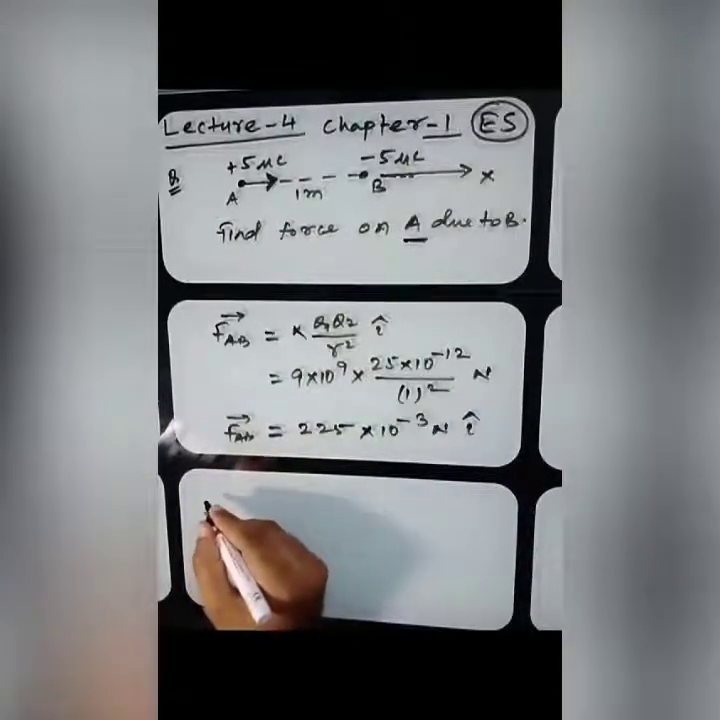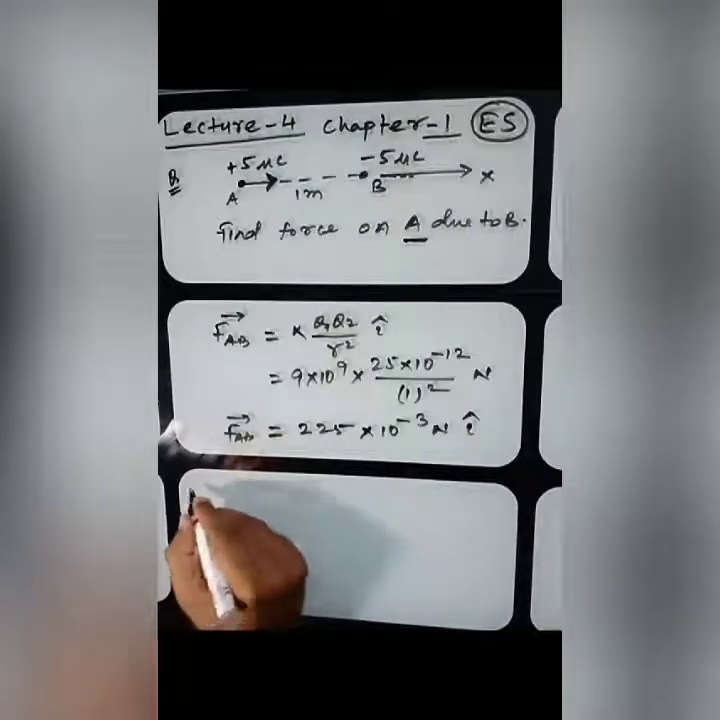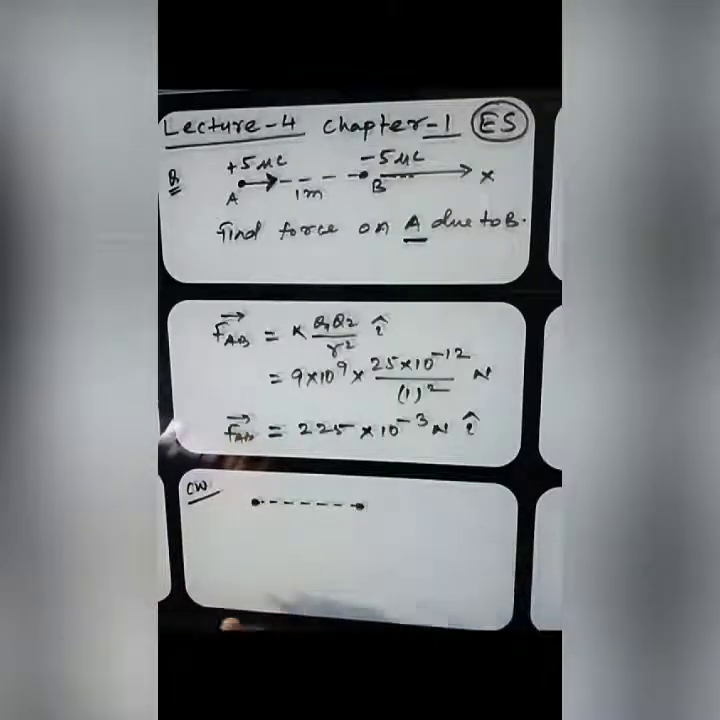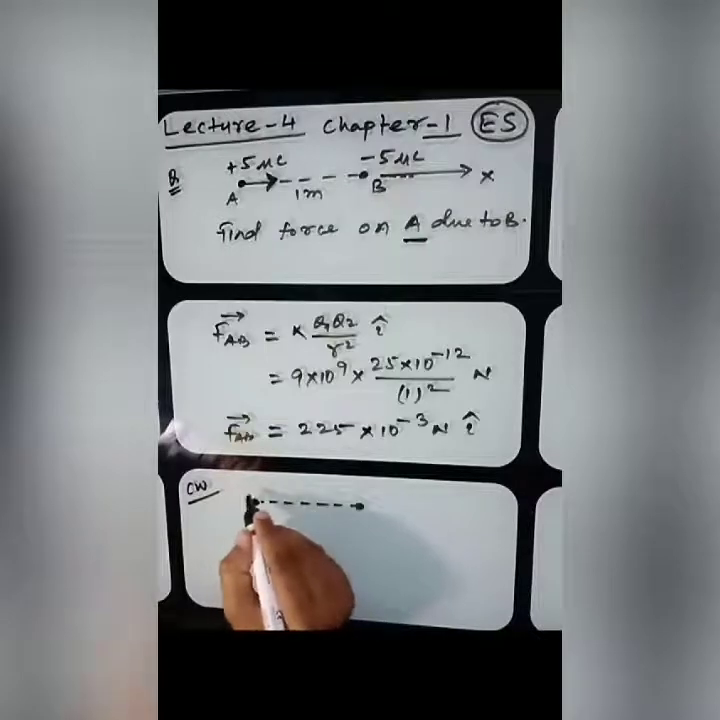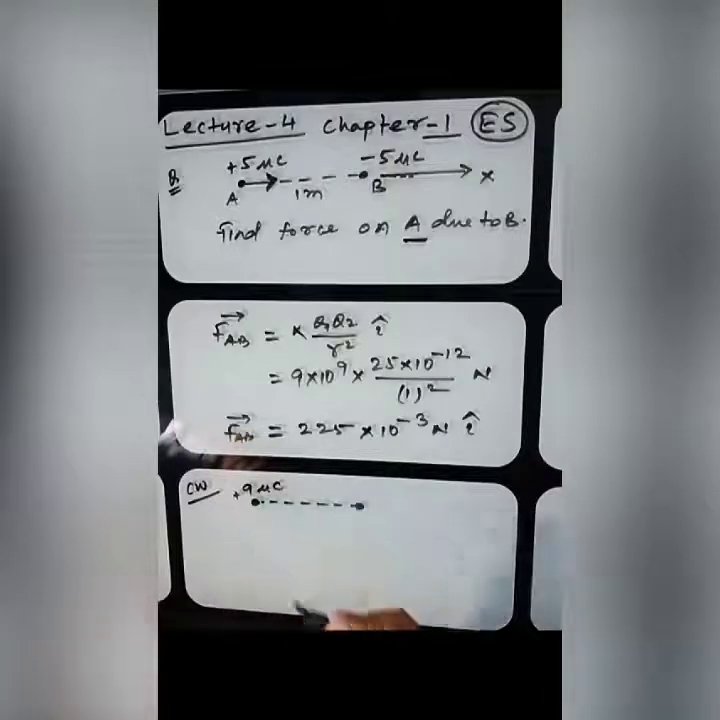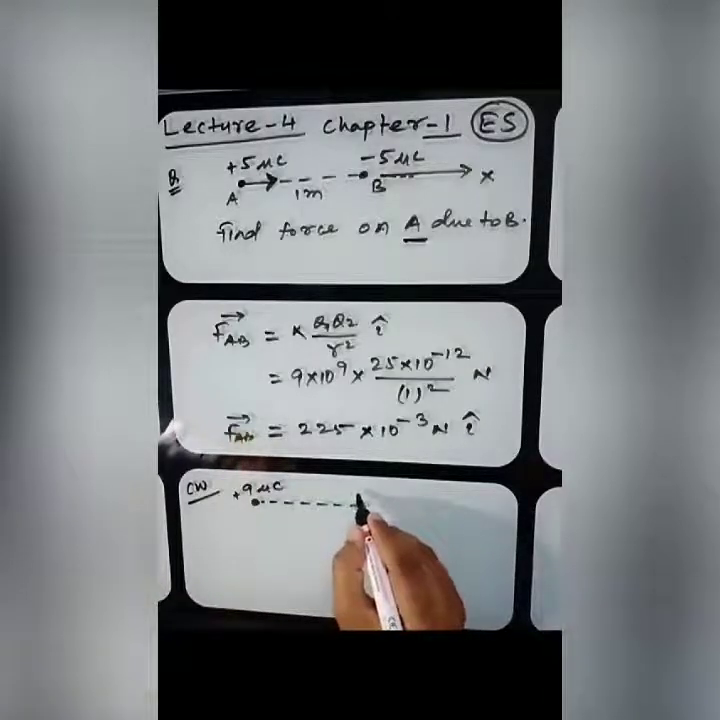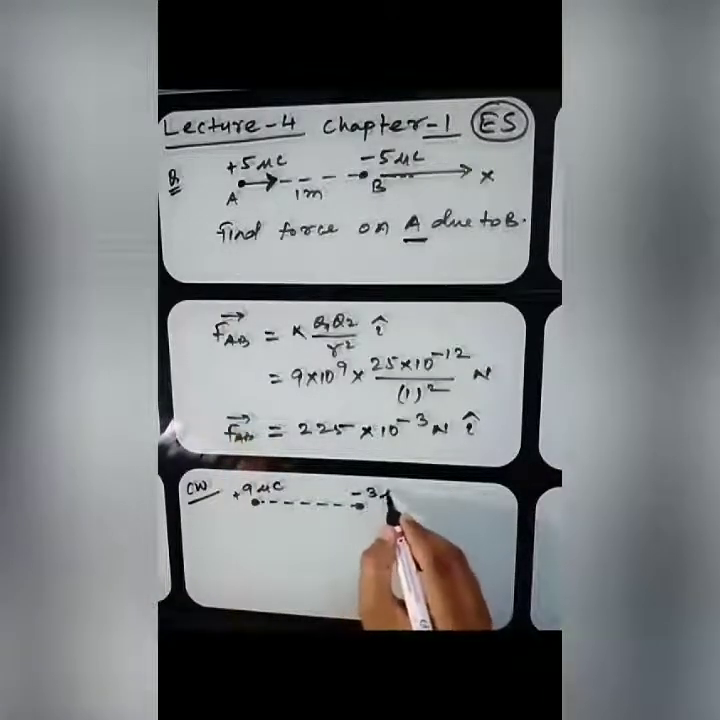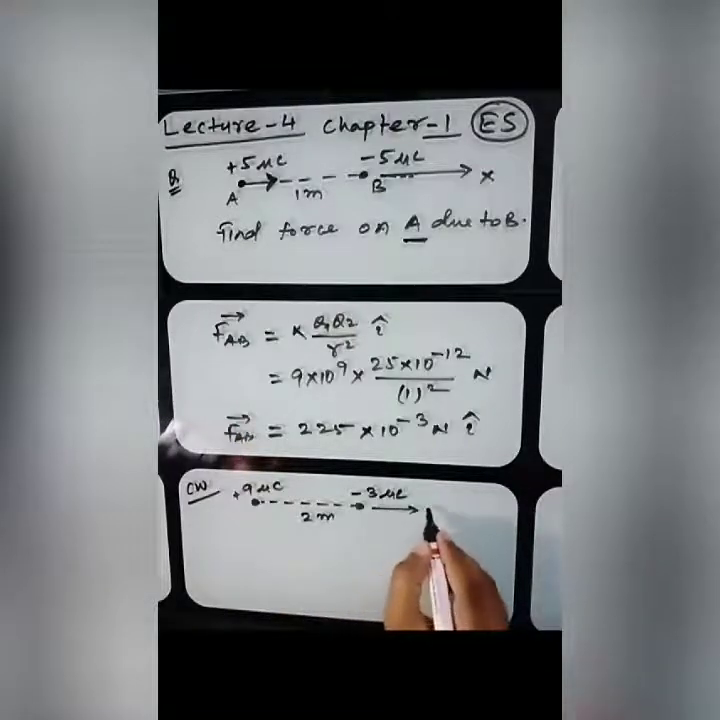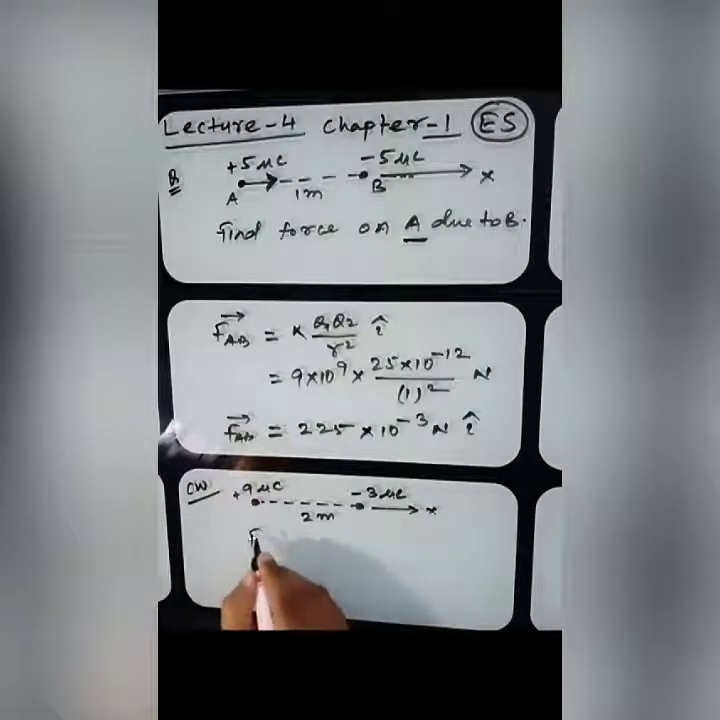Take your classwork and try to solve by yourself the very simple question. Here two charges are placed, 9 microcoulomb plus 9 microcoulomb and minus 3 microcoulomb separated by 2 meter. This is the x-axis. You have to find the force on, this is charge A and B, force on A due to B.